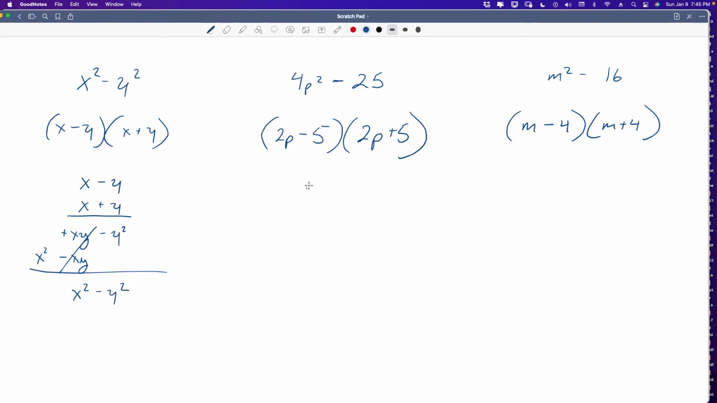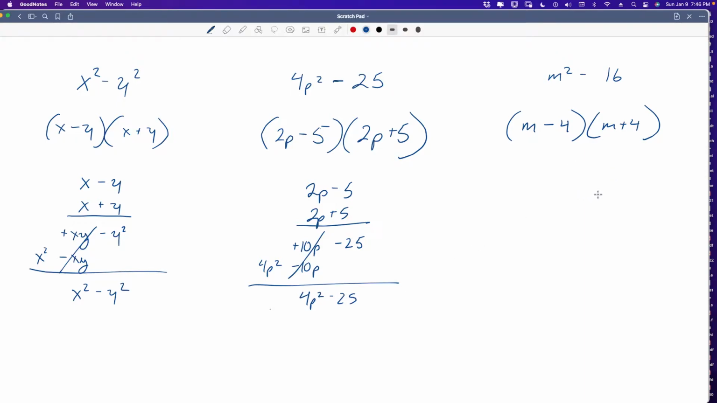Same thing here. If I say 2p minus 5, 2p plus 5, and I multiply. Positive 5 times a negative 5 gives me a negative 25. Positive 5 times a positive 2p gives me a positive 10p. Positive 2p times a negative 5 gives me a negative 10p. And 2p times 2p gives me 4p squared. The middle terms cancel, and I'm left with 4p squared minus 25.